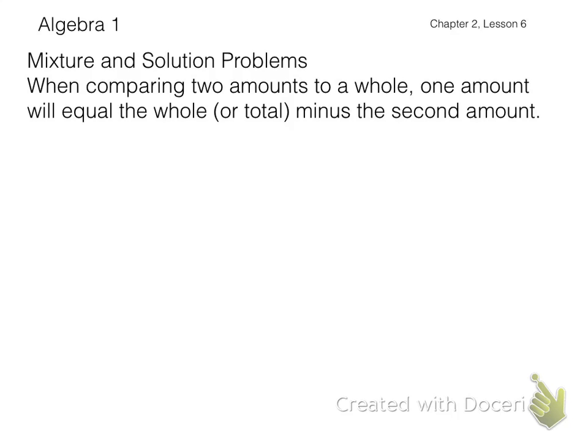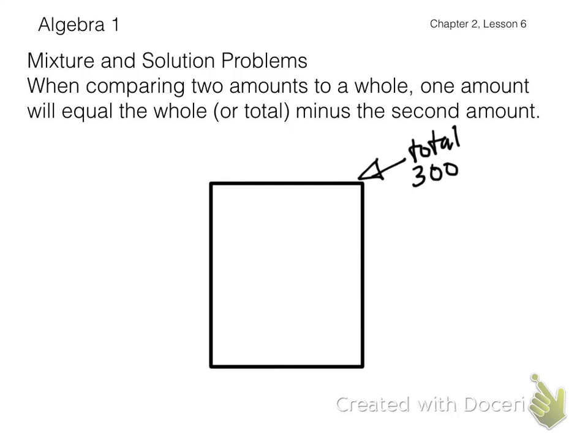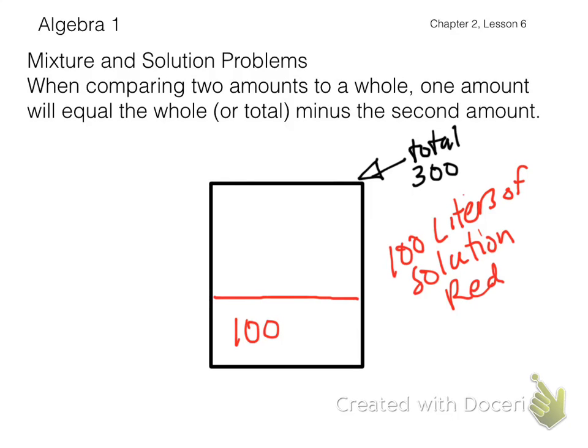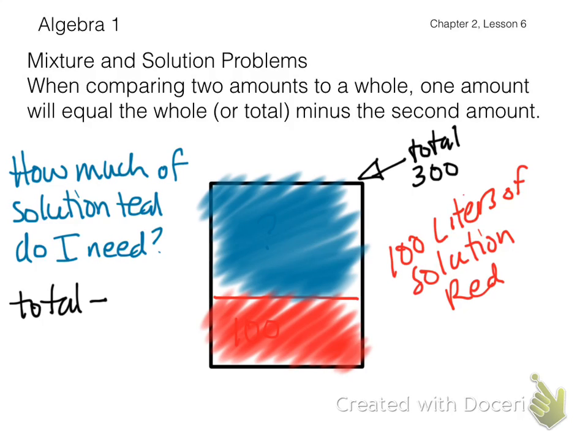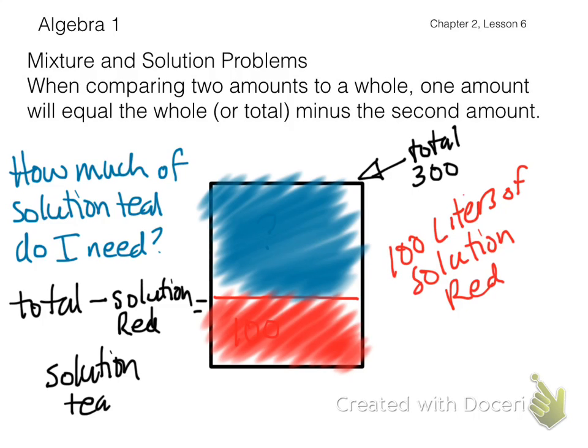If we look at a total, let's say this total is 300, and I'm going to fill it with some red solution. So this is like 100 liters of red solution, and it's red. If I want to find out the amount of teal solution, how much teal solution do I need, it's basically going to be the total, 300, minus how much red solution I have, and that's going to equal the teal solution, okay?